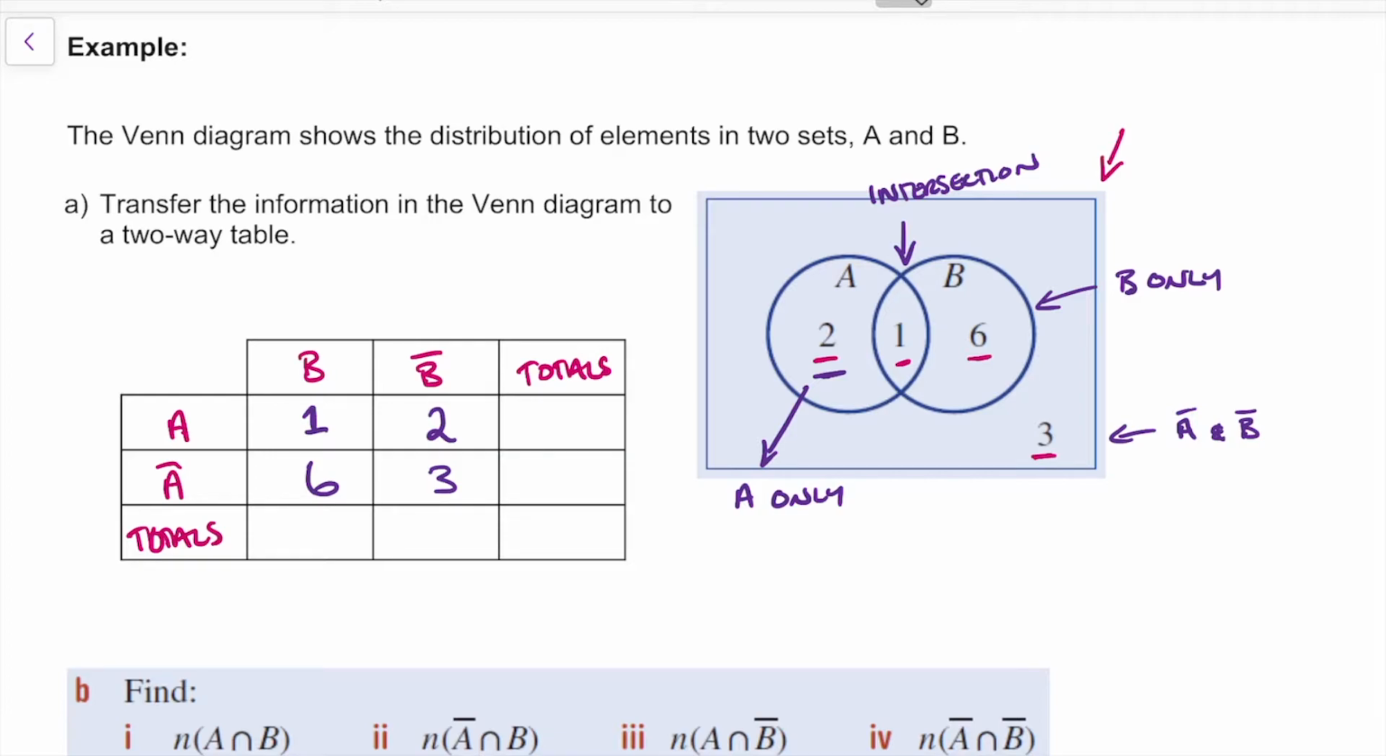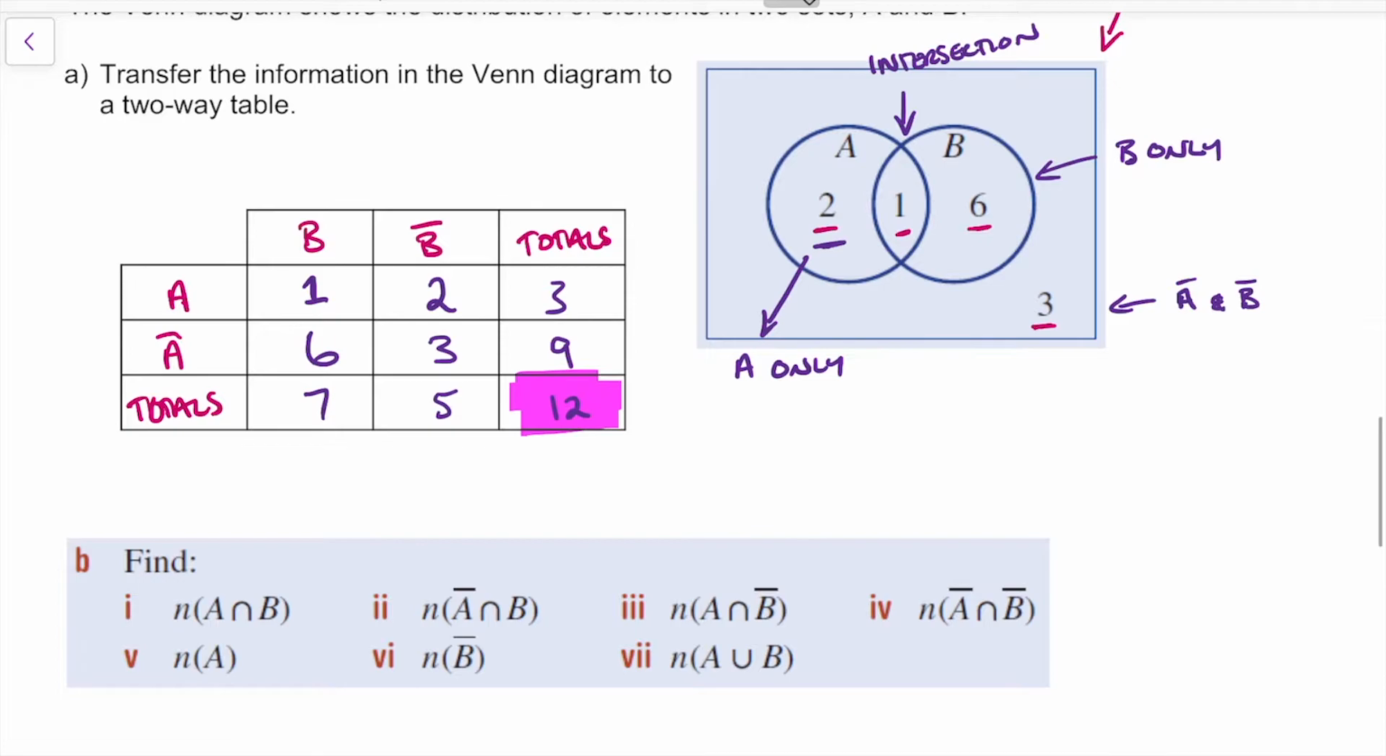So now we total it all up. We go across the first row. Well, 1 and 2, well, that's 3. 6 and 3, well, that's 9. 3 and 9, well, that's 12. Now, the other ones should also add up to a total of 12. So 1 and 6, well, that's 7. 2 and 3, well, that's 5. 7 and 5, that adds up to 12. It checks out. So there's our total.